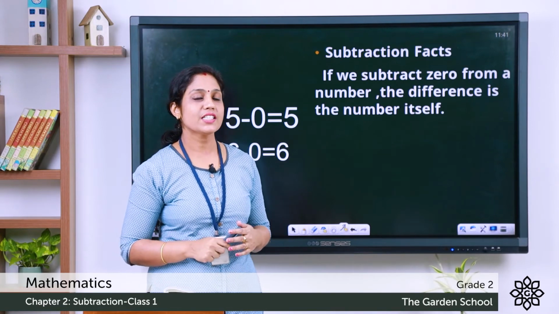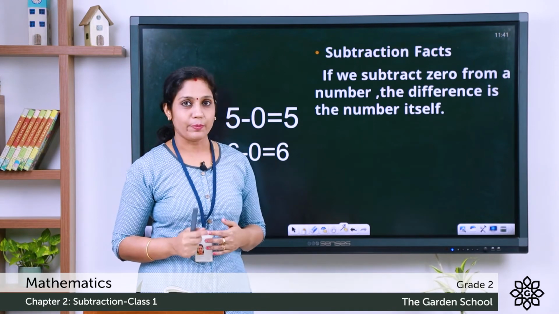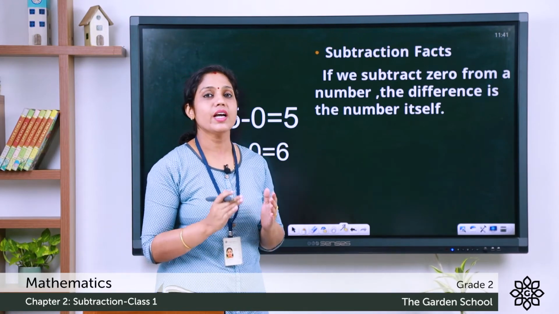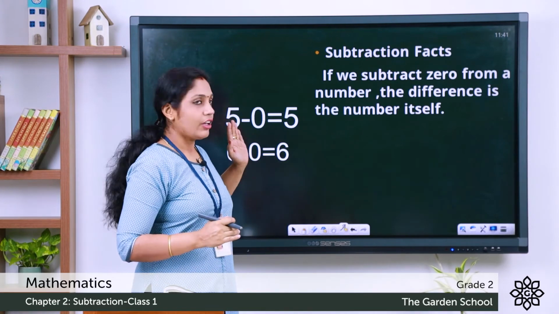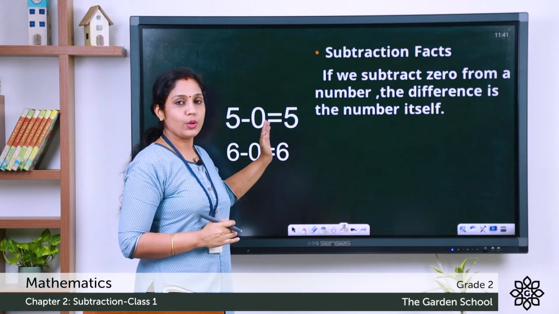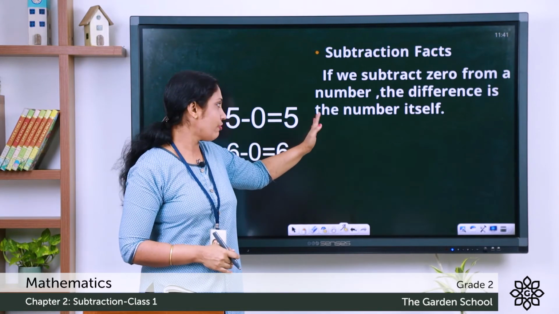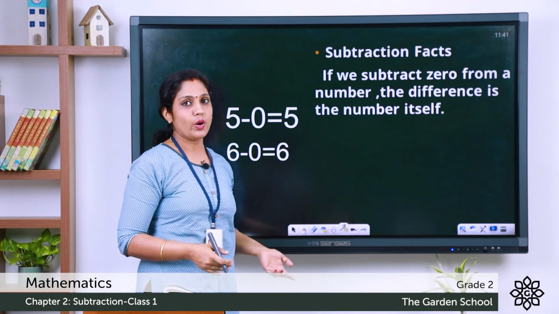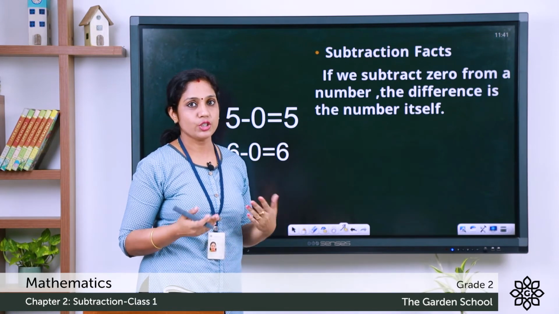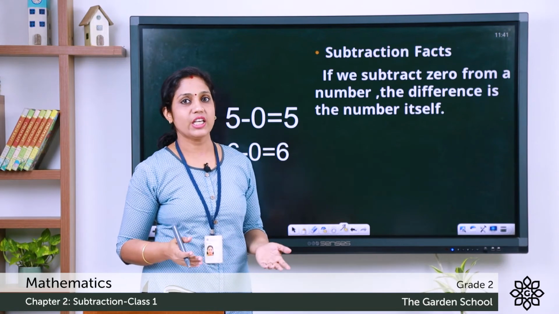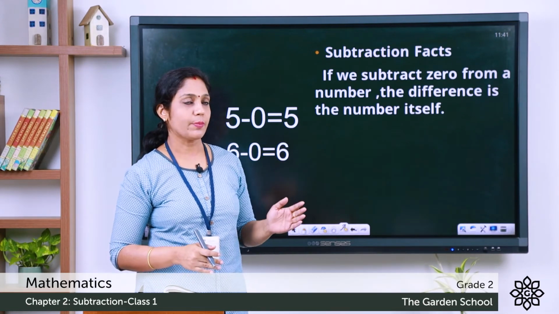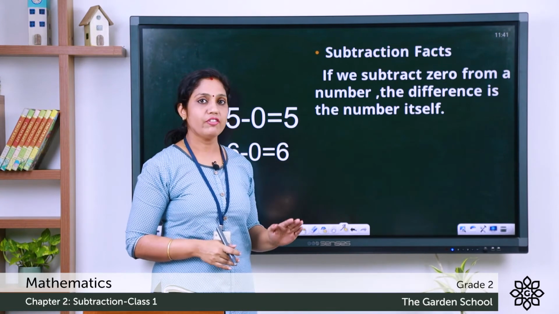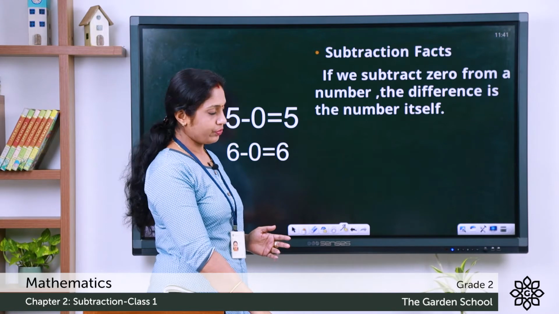Now, we'll move on to the subtraction facts. If we subtract 0 from a number, the difference is the number itself. That is, if 5 minus 0, we get the number itself, 5. 6 minus 0 is equal to 6. Likewise, 2 minus 0 is equal to 2. 12 minus 0 is equal to 12. So, this is the subtraction fact. If we subtract 0 from a number, the difference is the number itself.